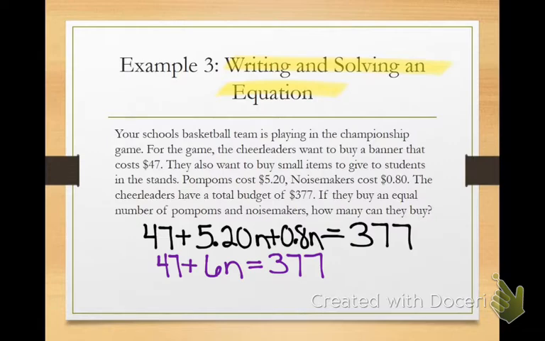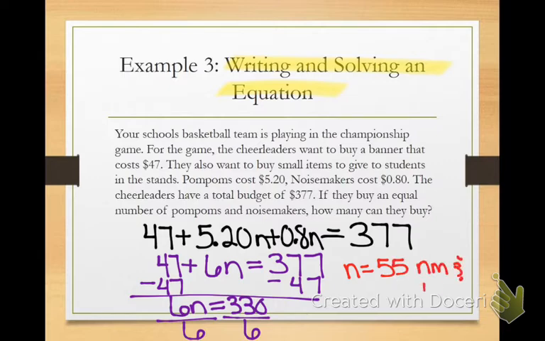All right, so what do I do first? Subtract 47, and then divide both sides by 6. Did y'all get 55, noisemakers and pom-poms? I had to abbreviate because I didn't have enough room. But yes, it would be 55. So kind of an odd number, but basically they could even advertise this to the school. Hey guys, the first 55 people to show up to the game get the noisemakers and pom-poms.